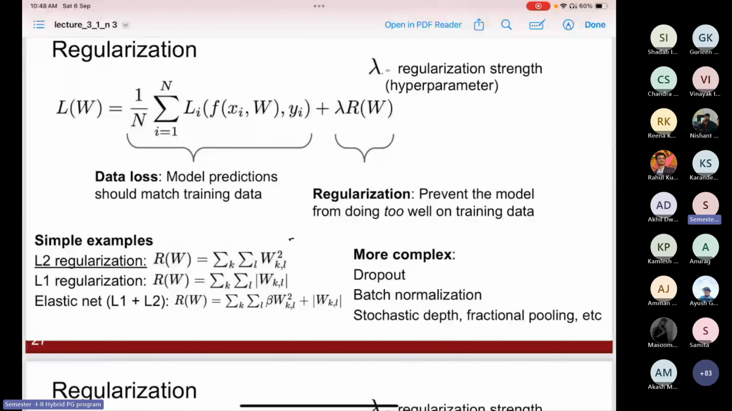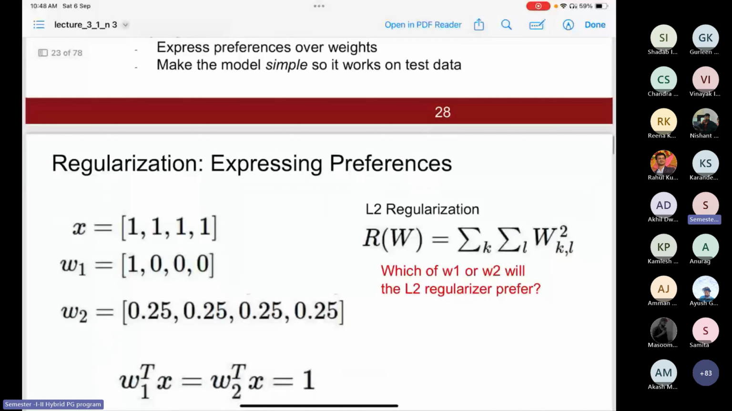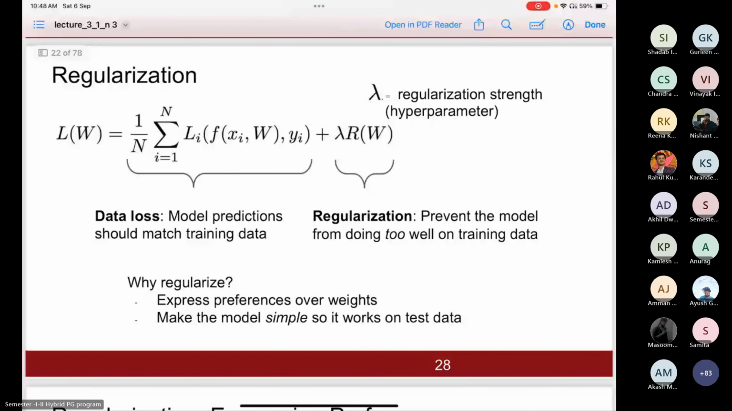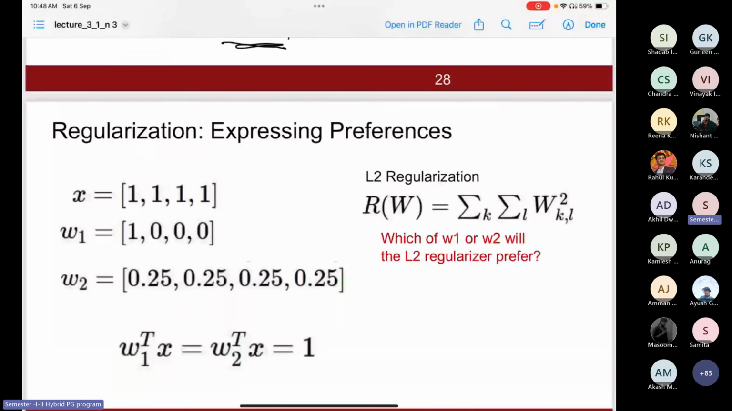Apart from these simple regularization techniques, you can also go for complex regularization techniques, and those are dropout, batch normalization, stochastic depth, fractional pooling, etc. Some of these we will also see in our class, maybe in later classes. Okay. So the goal of the regularizer is to work on the weights and make the model simple so that it will work well on the test data. That's the job of the regularization. Okay. Now let's see one example.